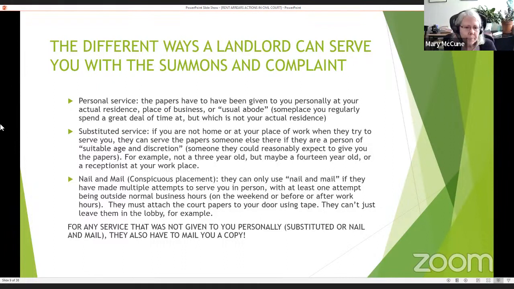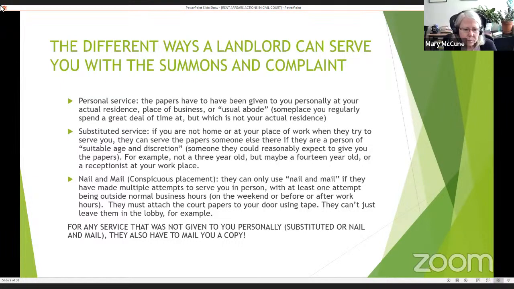For nail and mail, they can only use it if they've made multiple attempts to serve you in person, with at least one attempt being outside normal business hours, like on the weekend or before 9 or after 5. They have to attach the court papers to your door using tape. It's not enough to just kind of prop it up, which is what happens a lot of times. And they're not allowed to just leave them somewhere in the building or on the front door, for example, of the building. They're supposed to bring them to your apartment door.